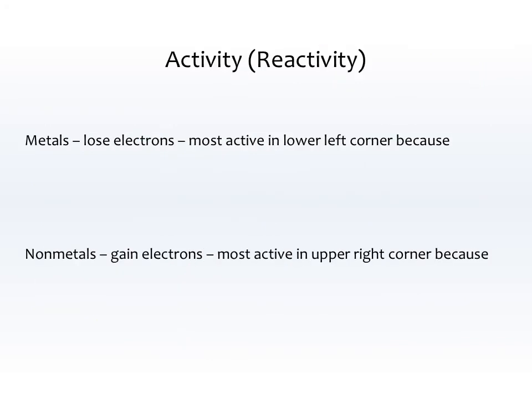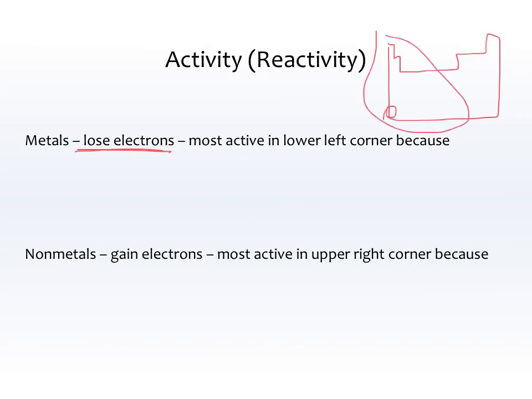Okay, so next we've got activity or reactivity. Metals tend to lose electrons. Pretty much everything on the left-hand side of the periodic table will lose electrons. So the most active metal is in the lower left-hand corner. Again, a little periodic table. The most active metal, if we think of the metals over here on the left, is, say, francium or cesium or barium. And that is because the atoms are much, much larger in that corner of the periodic table.